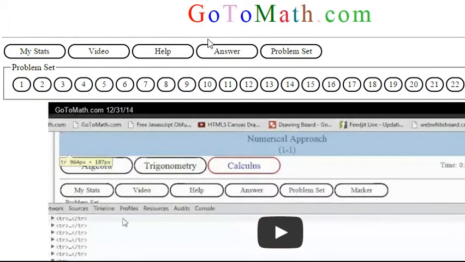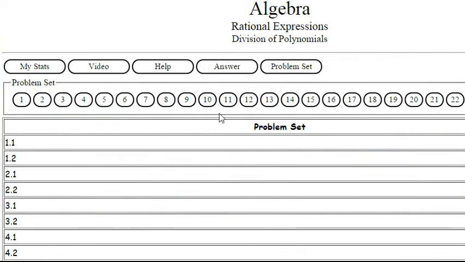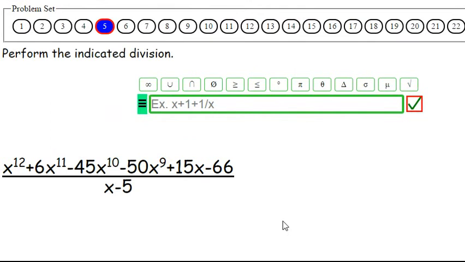Alright, about zoned out there. Wherever you go to, math.com. Click on Algebra. Let's go down to division of polynomials. We're looking at 5.2. And I'll tell you what we're looking at is a mess.